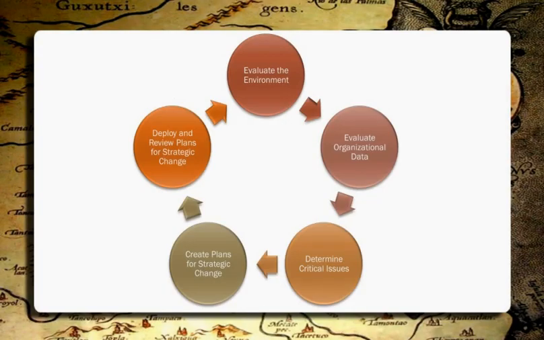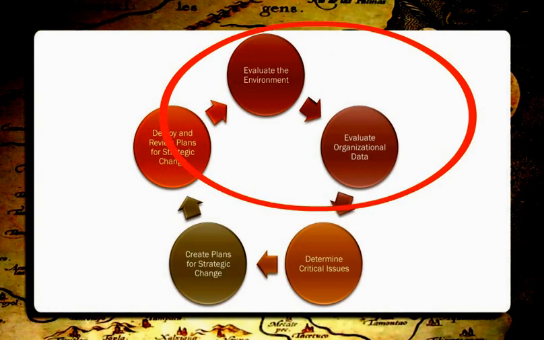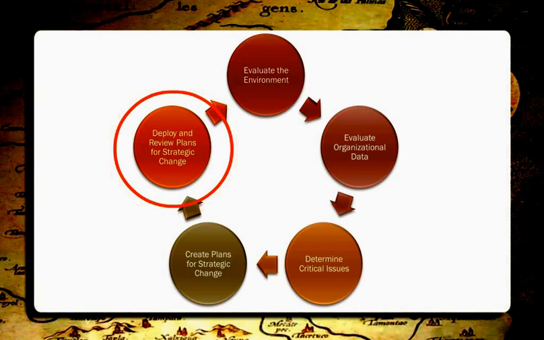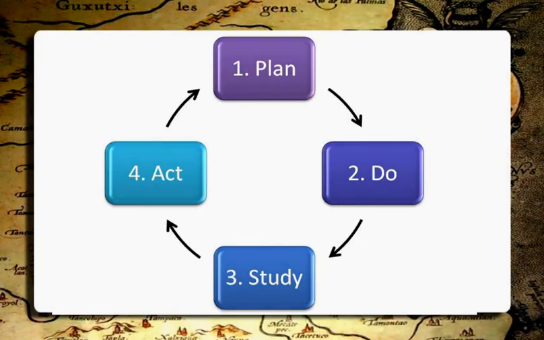If we were to look at Hoshin Kanri as a systematic process, it would include the steps of evaluating the environment and the organization, determining critical issues, creating plans for strategic change, and finally deploying and reviewing the strategic plan, making the strategies policies. This is a very similar process to a popular quality model called the Plan Do Study Act model. Hoshin Kanri has been called the application of the Plan Do Study Act model to the management process. The Plan Do Study Act model is also called the Deming cycle or the Shewhart model.